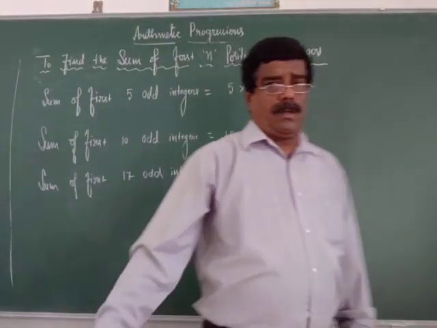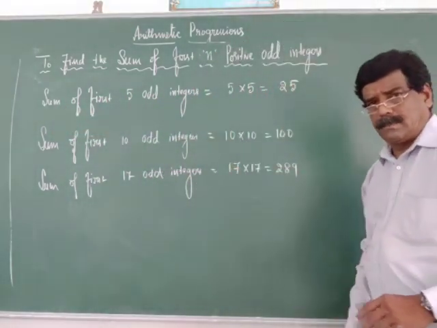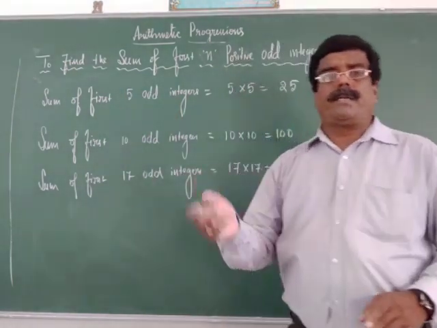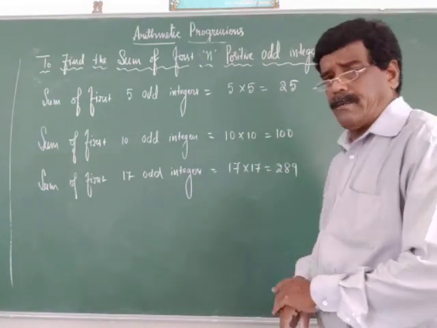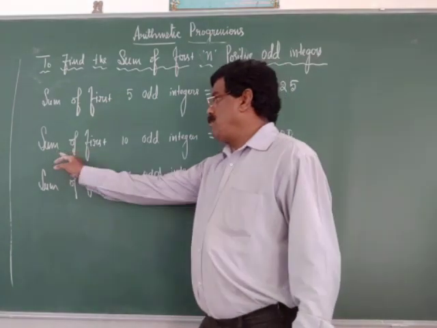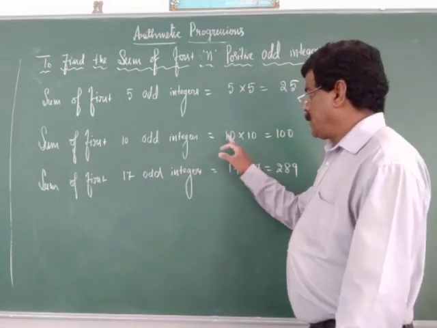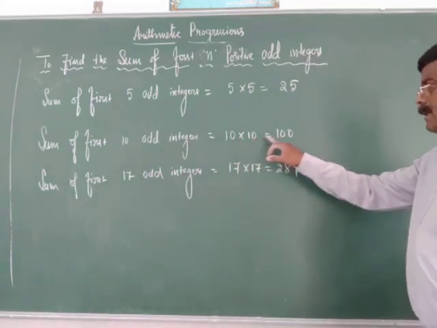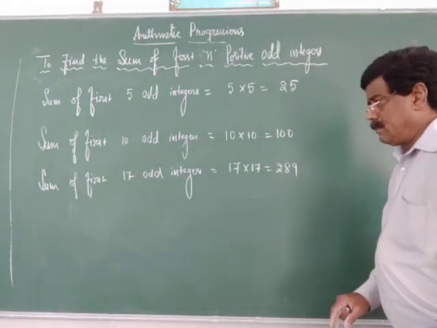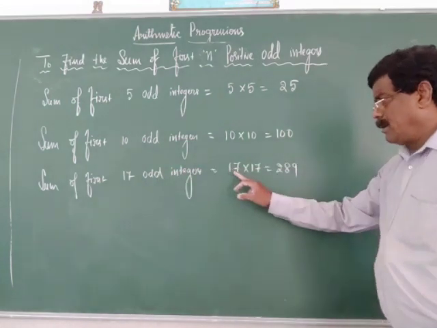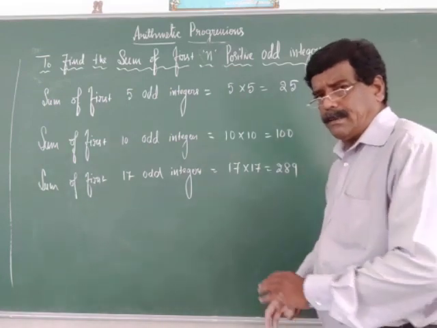Okay, children, if we generalize this, that is sum of first 5 odd integers. Sum of first 5 odd integers means 5 square, or it is nothing but 5 into 5, which is equal to 25. Or sum of first 10 odd integers. 10 odd integers means 10 square. 10 square means 10 into 10. Again 10 tens are 100. So sum of first 17 odd integers. Again it is 17 odd integers means 17 square. So 17 into 17. So if we multiply 17, we will be getting 289.